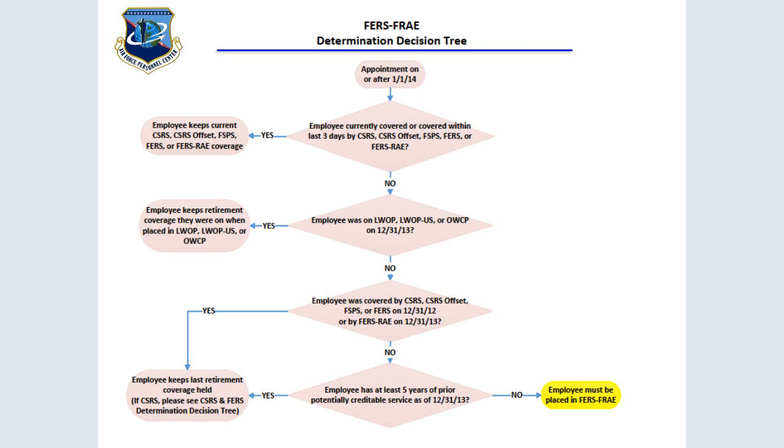No. Was the employee covered by CSRS Offset, the FSPS, or FERS on 31 December 2012, or by FERS-RAE on 31 December 2013? Yes. Employee keeps their last retirement coverage held. If they were CSRS, you see the CSRS and FERS determination decision tree.